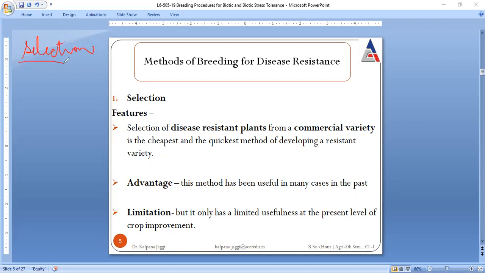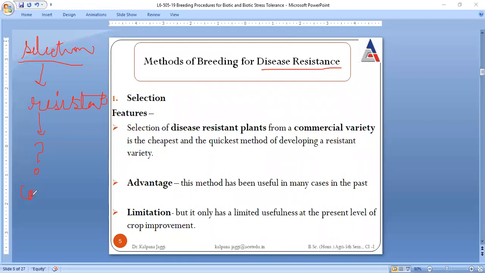Because you are talking about methods of breeding for disease resistance, obviously you need to select a variety that is resistant. But the very next question is, from where this selection could be done? When we talk about the very first methodology, that is selection, the selection can be done from a population where a variety is commercially cultivated.